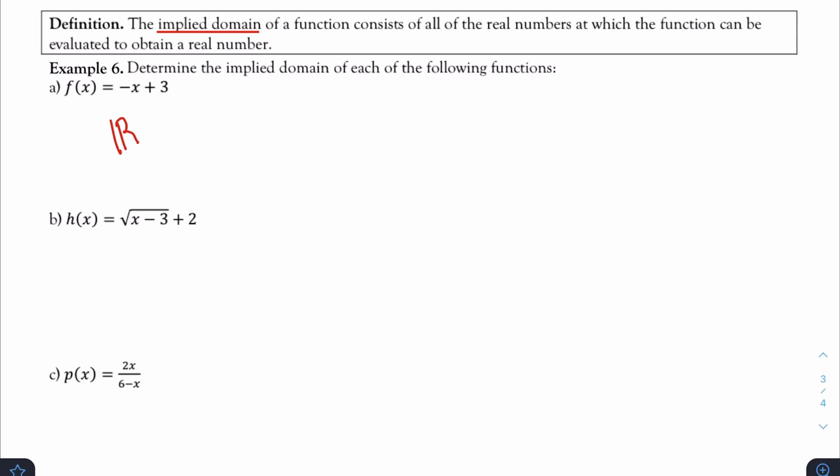Remember that this fancy R means all real numbers. Or you can just write out all real numbers. Or you might write negative infinity to infinity. All these are acceptable for us.